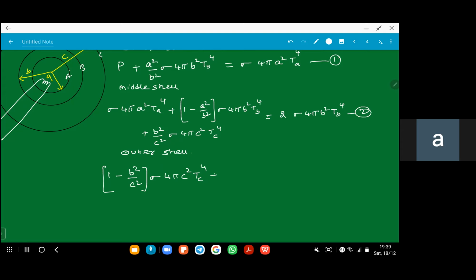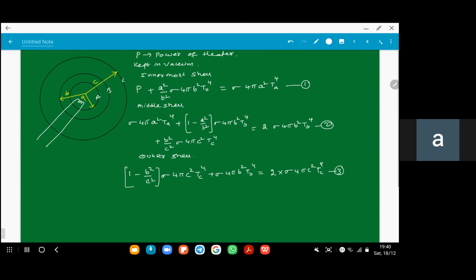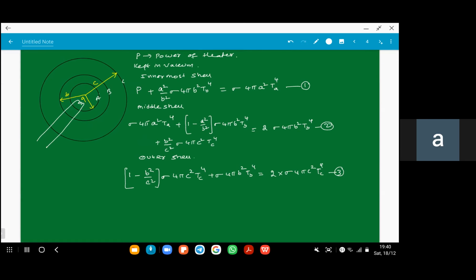Plus whatever is given by B, it is absorbed by C directly. Sigma 4 pi B square TB power 4 is 2 times sigma 4 pi C square TC power 4. Equation 3. Fortunately, the outer surface is vacuum. Nothing is there in the ambiguous part. Right? The surrounding part, there is nothing.